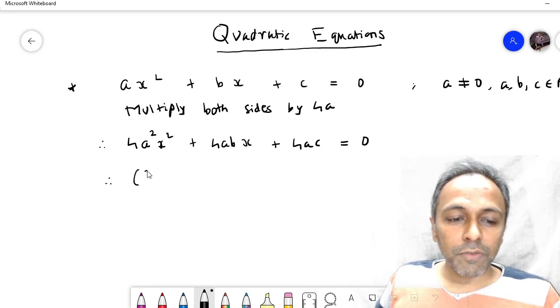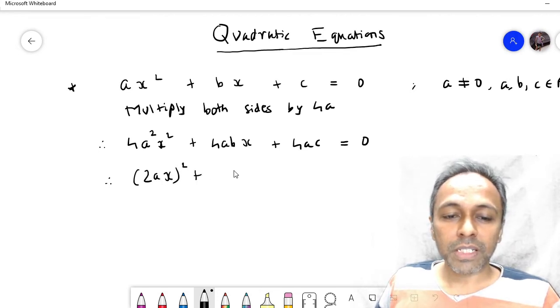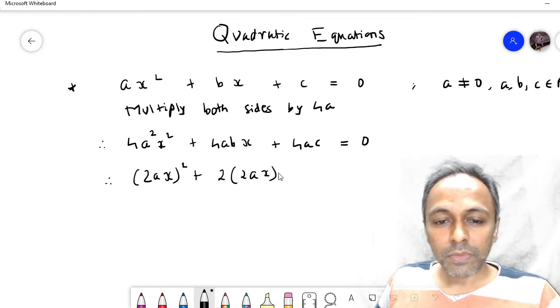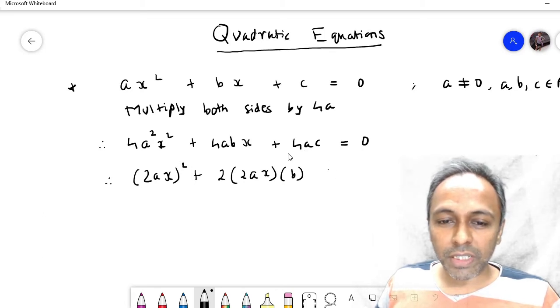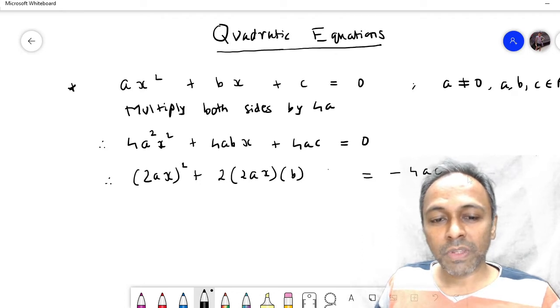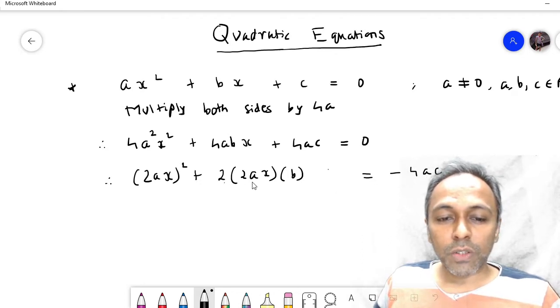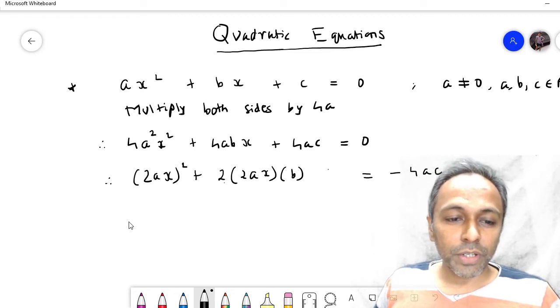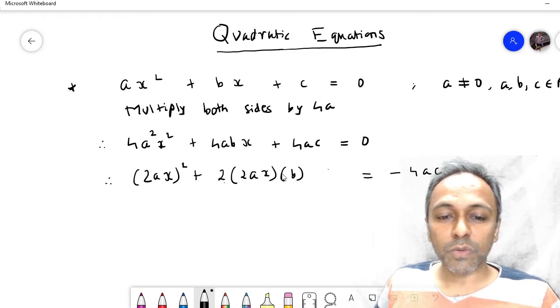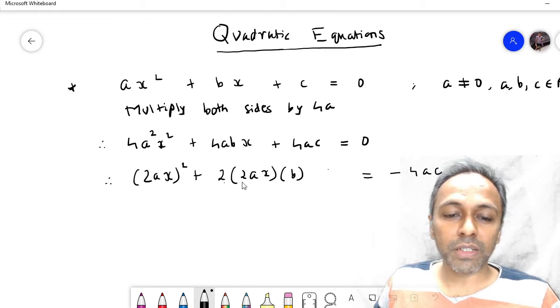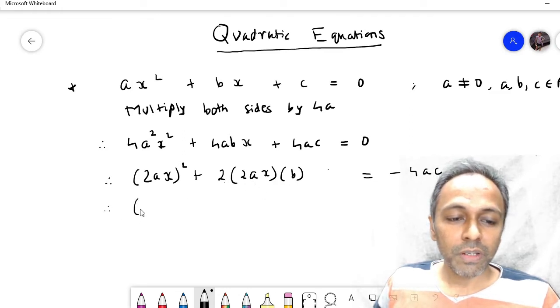Therefore, the advantage is the first term looks like a perfect square, 2ax the whole square, plus the second term can be written as 2 into 2ax into b, and this term is looking completely different than the rest of them. Let us say we take that term on the right hand side as minus 4ac. The middle term 2 into 2ax into b is assuring you that this is possible to form a perfect square if you have b square here, as 2ax the whole square is already here.